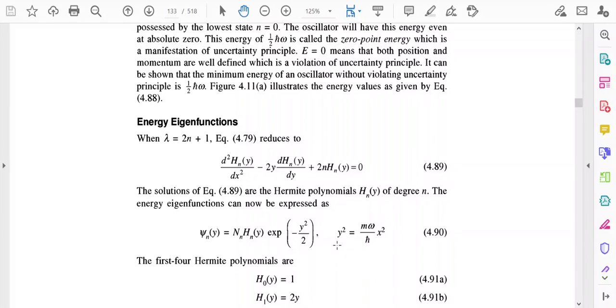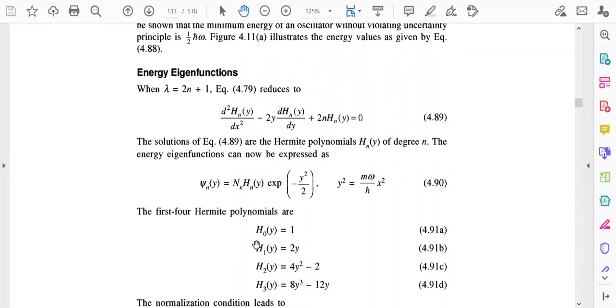We have assumed a special dimensionless parameter y, where y square is equal to m omega by h cut into x square. Now this is H_n(y). I have already shown you the different Hermite polynomials for different values of n. So these are the different Hermite polynomials for different values of n.